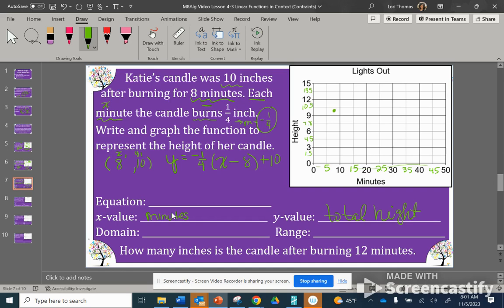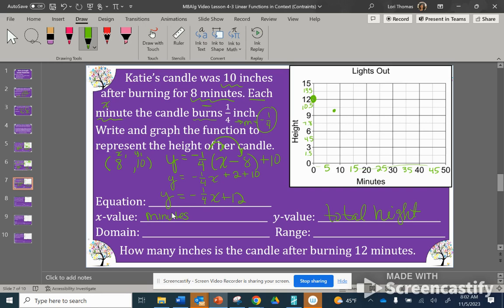Okay, let's go ahead and convert this to slope-intercept to see the initial value or the initial height of the candle. So we're going to distribute the -1/4, bring down the plus 10, and now we have y equals -1/4 x plus 12. So we can see that our initial height in 0 minutes of burning, the candle is 12 inches tall.